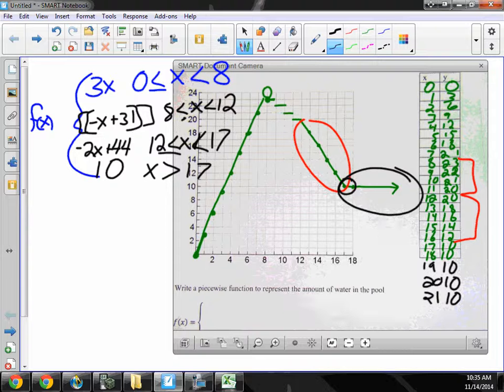Does the equal to go on the leaking function, or does it go on the constant 10 function? And the answer is it doesn't matter. Because they share that end and beginning point, I can put the equal to there if I want, or I could put it on the other one. But that only works if they share that one point. We couldn't do it before because these don't share any points.